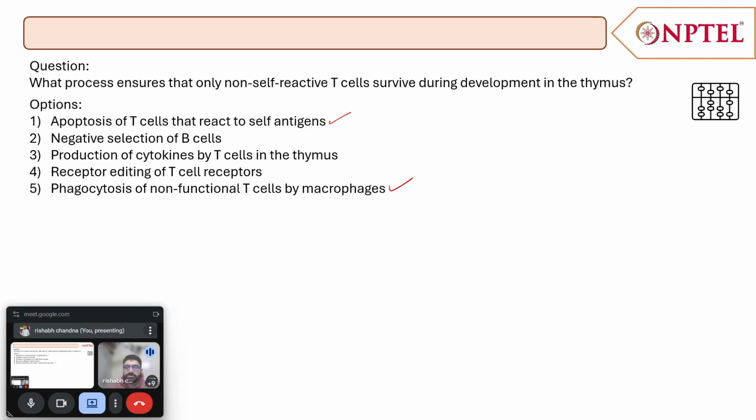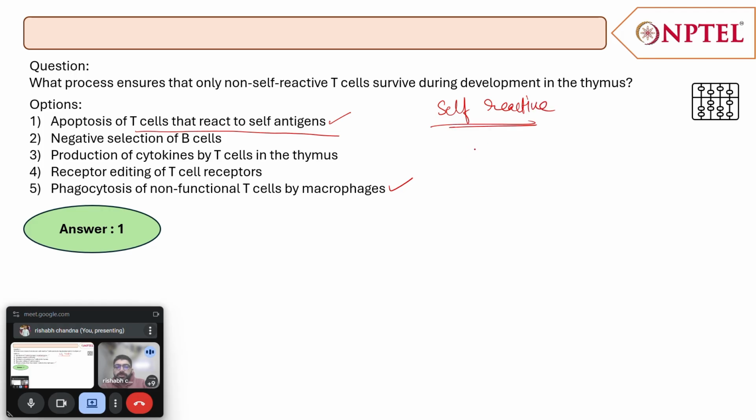Okay. So the correct answer is option number one. So let's see the options first. The apoptosis of T cells that react to self antigens, then negative selection of B cells, production of cytokines by T cells in the thymus, receptor editing of the T cell receptors, phagocytosis of the non-functional T cell by the macrophages. Okay, so what happens is, like I have said before, first we'll understand what is self-reactive.